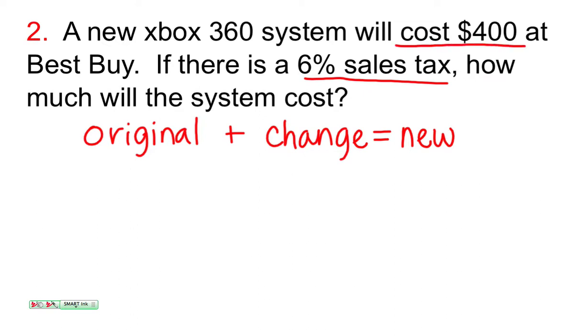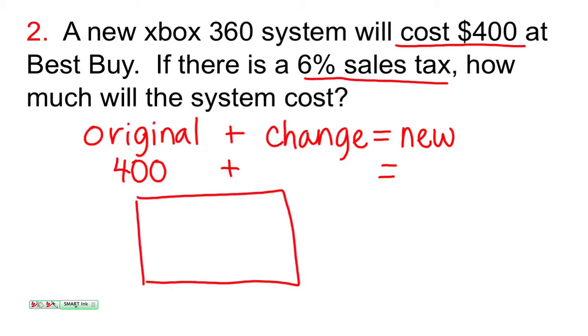The original cost is $400. Plus, we don't know what the tax is yet, so we're going to keep that blank for now. If we don't know the change, or the tax, we don't know the new price either. So now you have to set up your proportion box. Your labels will be change and original because it is a percent change problem. So make sure that you label your box, and again, if you need to pause the video and then hit play to continue, you can.